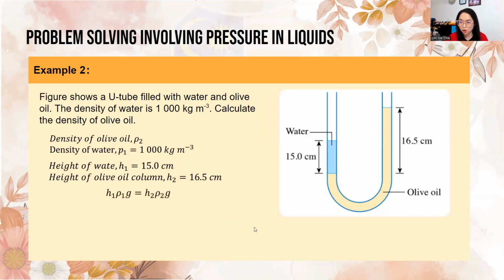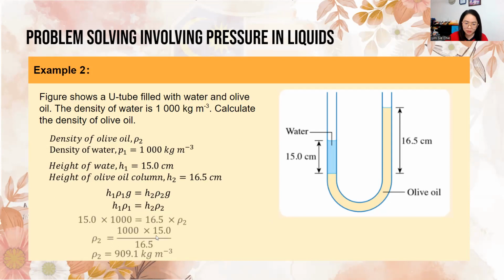Like the concept I said, the point here and the point here both experience the same pressure. That's why P1 is equal to P2. So h1 rho 1 g is equal to h2 rho 2 g. Before I substitute the values, I cancel out the gravitational acceleration, because the gravitational acceleration is the same. So I have h1 rho 1 equal to h2 rho 2.